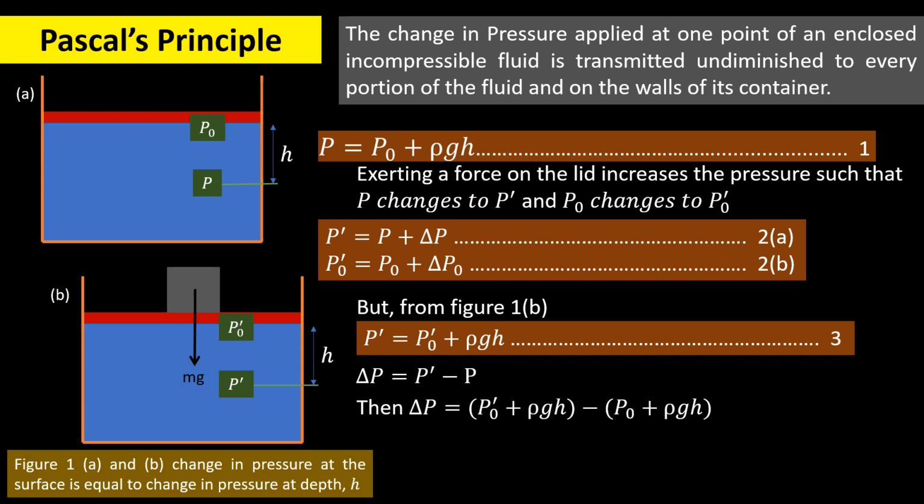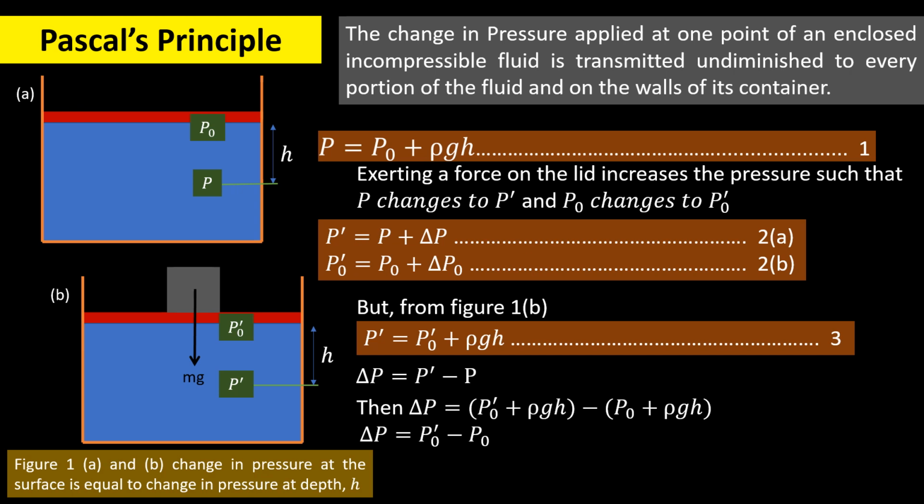Then delta P should also be the same as, if we substitute the values of P prime from equation 3 and the values of P from equation 1, we get P naught prime plus rho gh minus P naught plus rho gh. Take note that if we open the second bracket, then rho gh and rho gh will cancel out and we will remain with delta P equals P naught prime minus P naught.